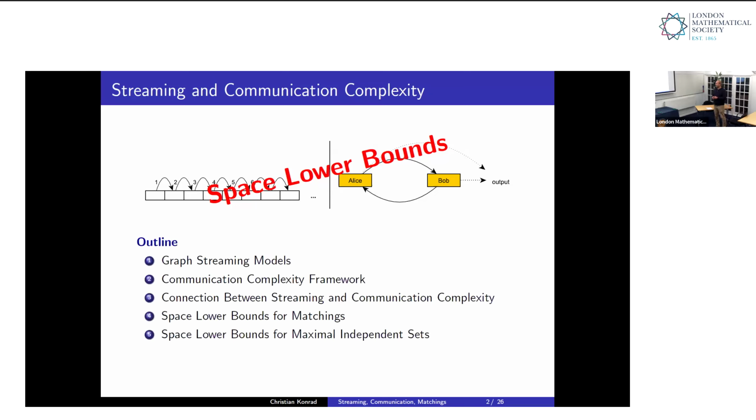So the outline is going to be the following. I talk first, introduce what streaming in graphs looks like. Then I talk about communication complexity, the framework that we have, the connection between these two models, and then ultimately how this connection is leveraged to get space lower bounds for matchings. I'll talk a little bit about independent sets as well, because this fits very nicely into the story of the talk, towards the end.